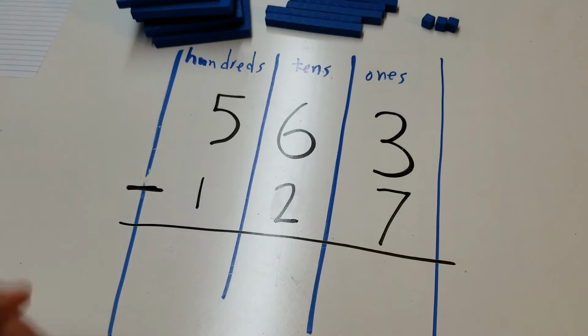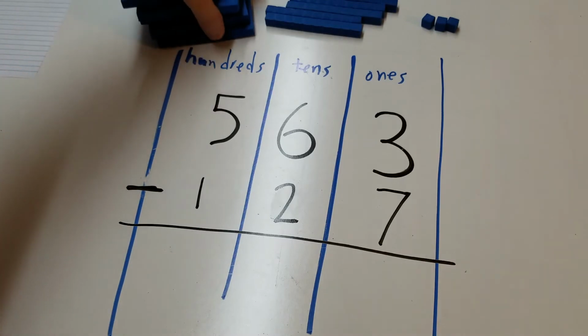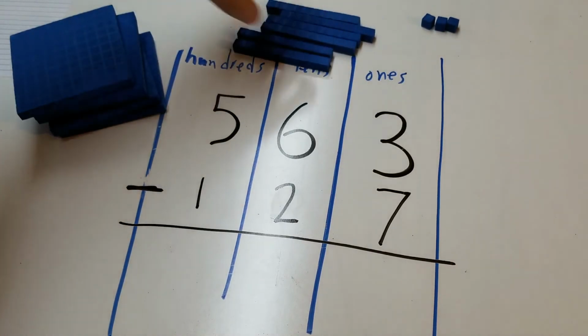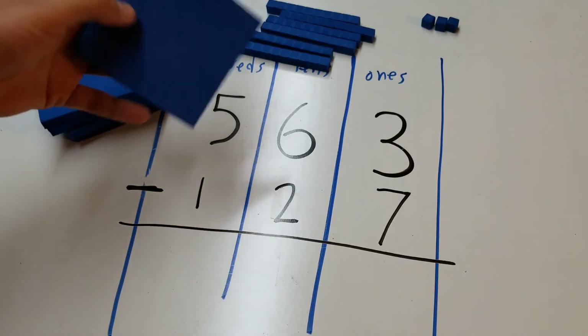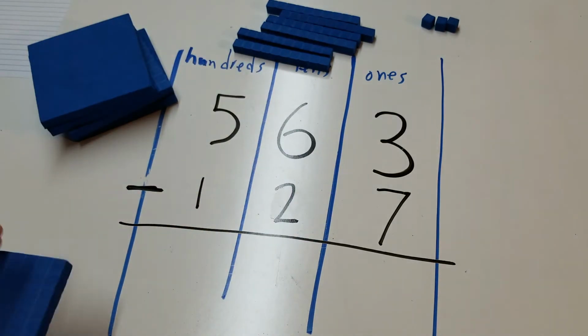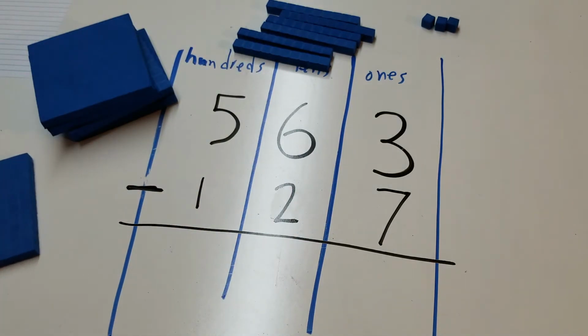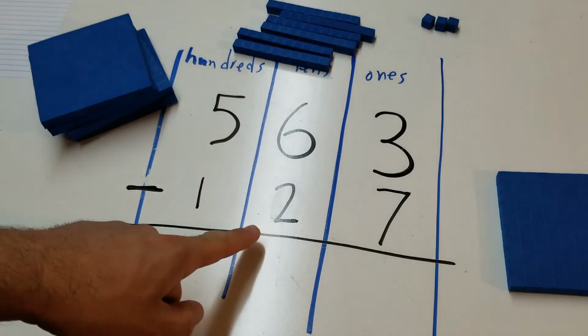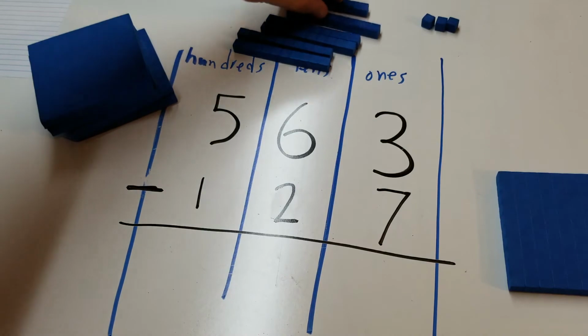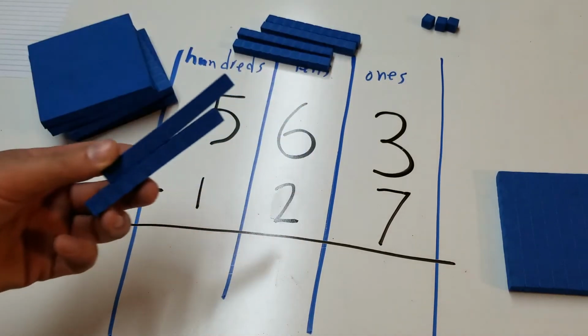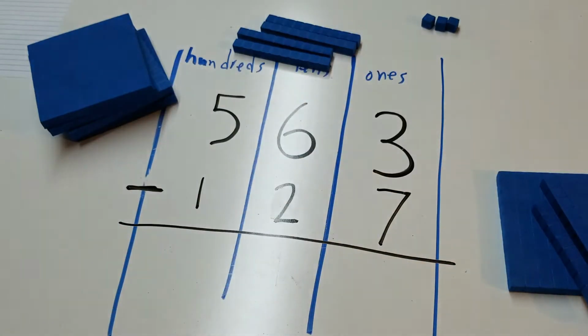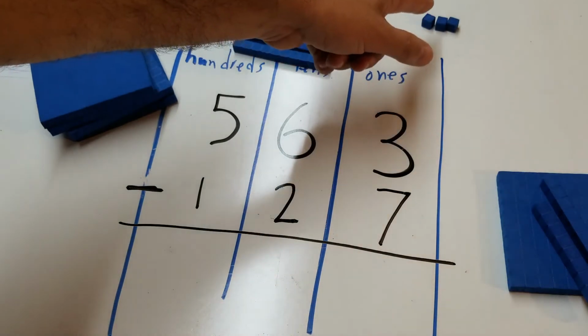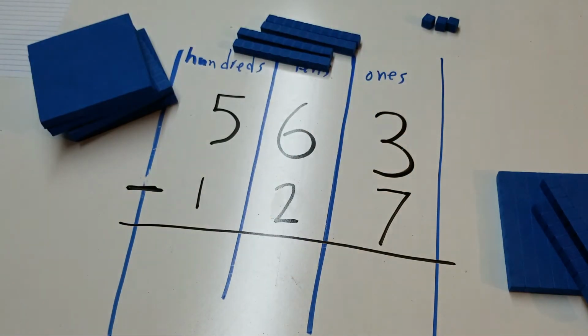And what I would say most students do is they start here and they say, okay, well, take away 100. Great. We'll put this over here in our takeaway pile. And then we need to take away 20. So we got another 20. We'll put that over here in our takeaway pile. And then we need to take away 7. And this is where we run into the problem.